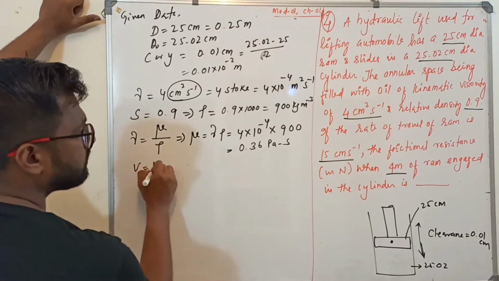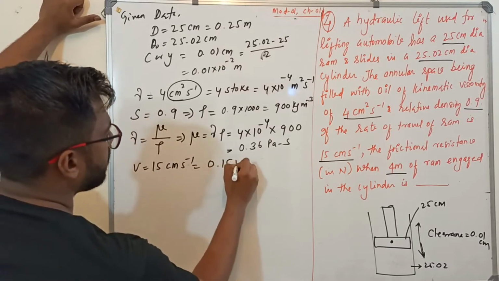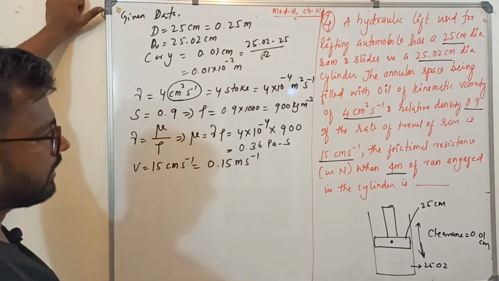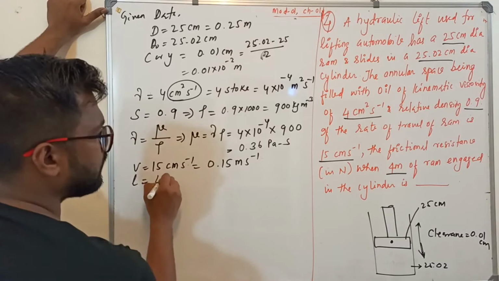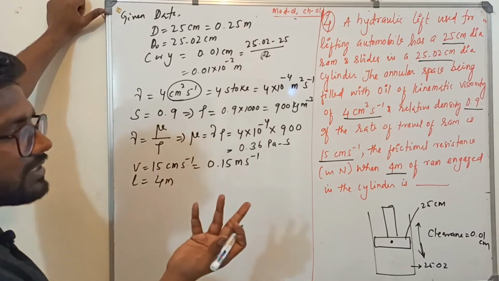Then velocity is also given. Velocity given how much? 15 centimeter per second. Convert into meter per second, 0.15 meter per second. Length is given how much? Length is given 4 meter. Then what is the frictional resistance they asked in the question?